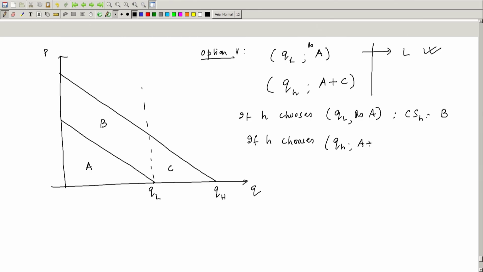On the other hand, if H were to choose QH by paying A plus C, what would have been his willingness to pay for QH units? That would have been A plus B plus C. What he would pay is A plus C, that still leaves him with a surplus of B. So, his consumer surplus would have been B. So, he is indifferent between the two, and the second one gives him a higher quality. So, H type will choose QH at A plus C.